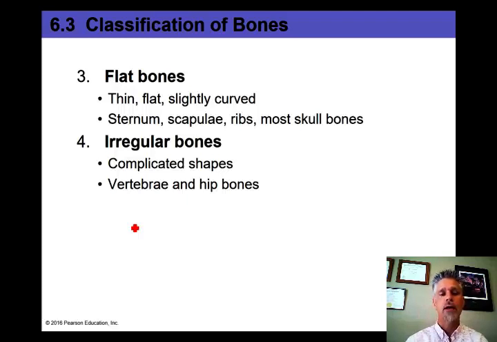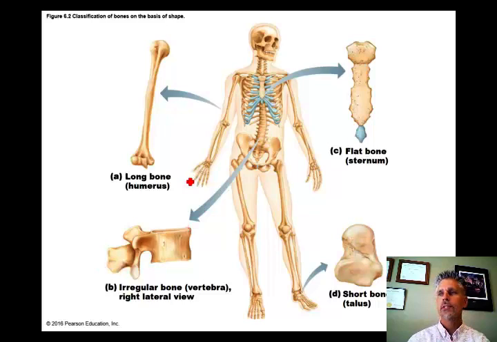So they fall there, as opposed to our last category, which are the irregular bones, like the vertebrae and the hip bones. So we can see examples of long bones and irregular bones and short bones like those of the wrist, those of the ankle, and then our flat bones.